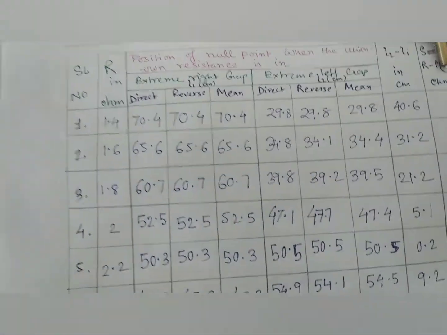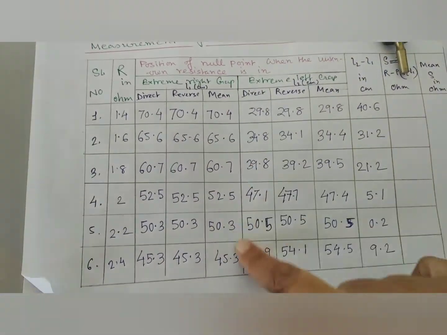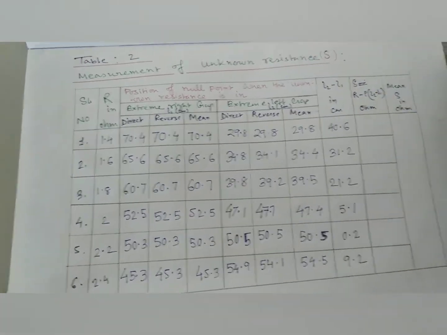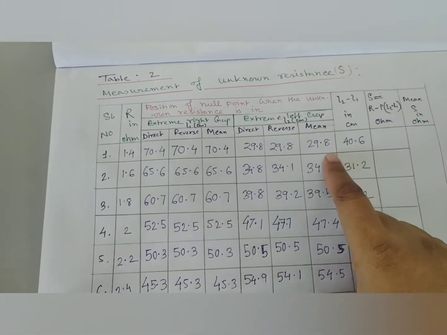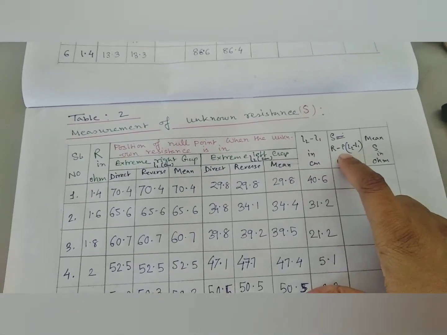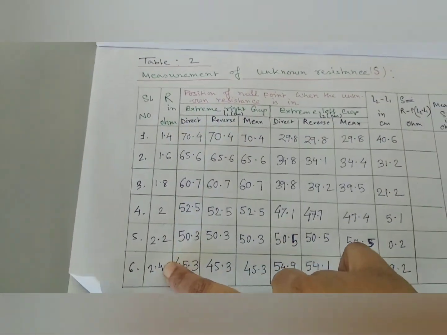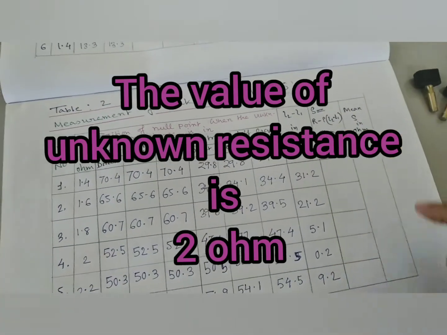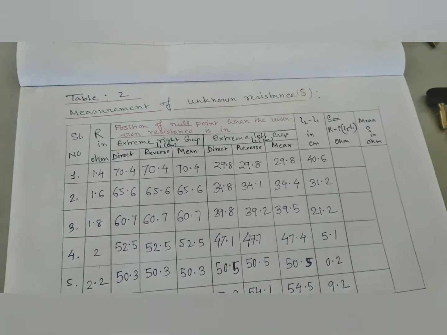Next, when the second table reading is done, we need to calculate the mean reading and then L2 minus L1, that means the difference in length at left gap as well as at right gap. Next, S is capital R minus rho into L2 minus L1. So this is our capital R. So we can easily find out the S and one mean reading of S. That is the end of the calculation.